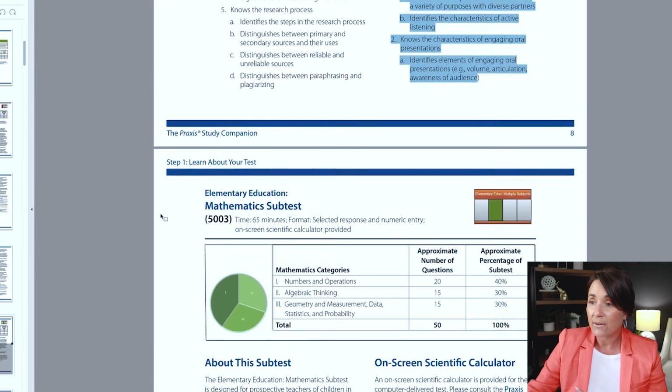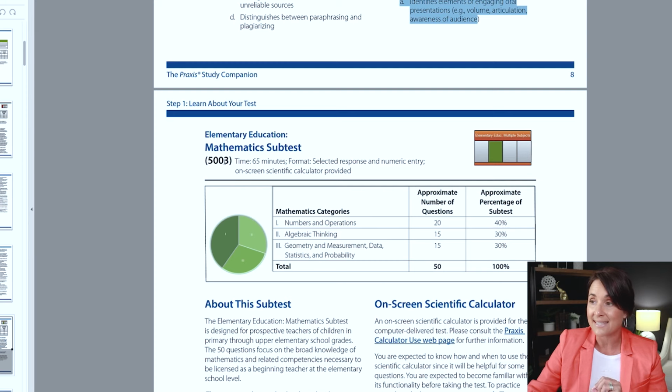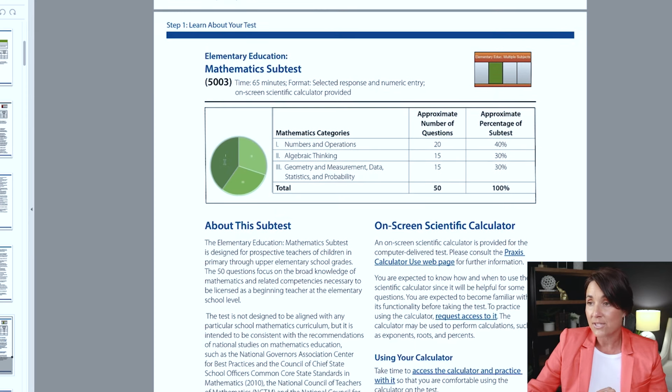Now, as we move down into the math subtest, that's the second section of the exam, 5003, and you can see this is broken up into 3 main categories. You have numbers and operations, algebraic thinking, and then they clump together geometry, measurement, data, stats, and probability. So you can see that the bulk of the test is 40% here, and that's numbers and operations. And that's because it's a K-6 exam, and that's the bulk of K-6 instruction.